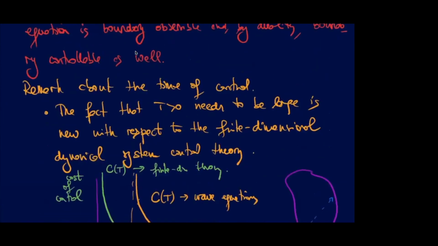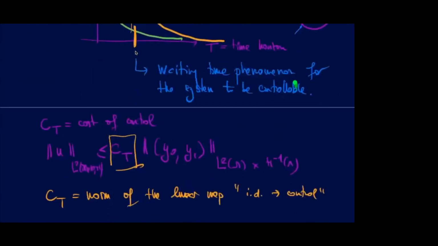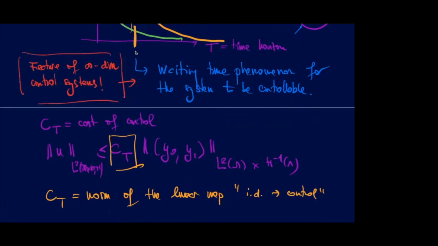Very good. So the first remark is, oh, this is totally new for us. We didn't know that such phenomena could occur. In the finite dimensional case, this waiting time phenomenon is really an infinite dimensional feature of control systems. That doesn't occur in finite dimension, right?